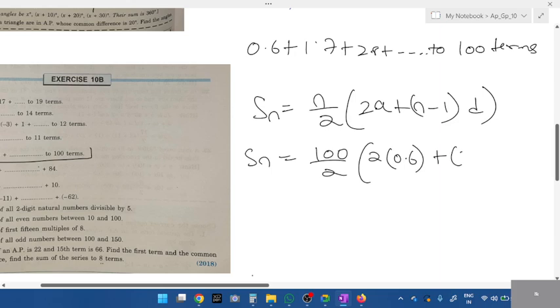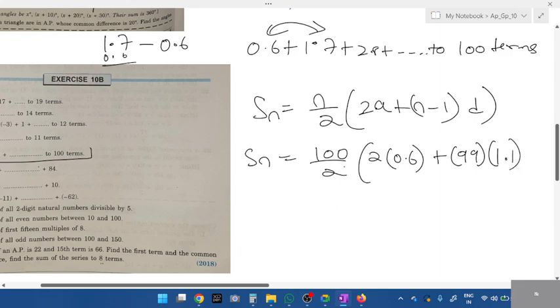2n minus 1, from 100 minus 1, I'll directly write 99, into what is the D value, the difference? What is the difference now, Naomi? 1.7 or 1.6 or 0.6? So subtract, students. What's the answer? 1.1.